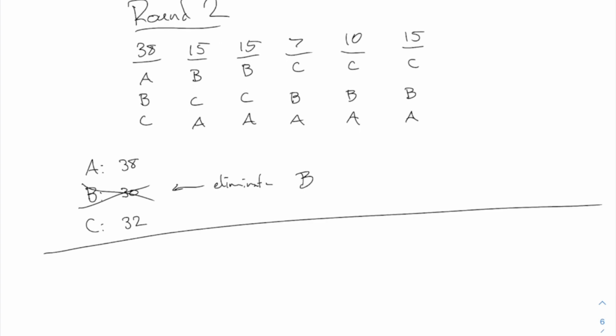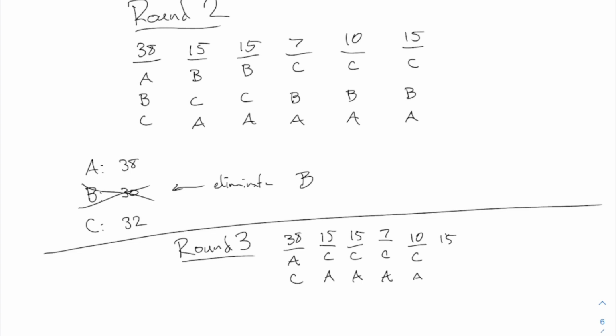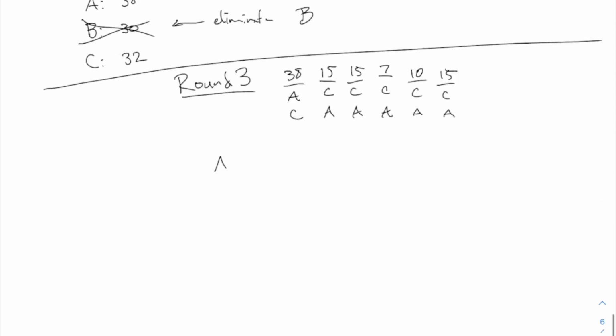I'm going to try and squeeze this in without scrolling. Round 3. This time I have 38 people said A, C. I'm redrawing this chart, but without any of the B's. All right. The next column, 15. It said BCA, so now it's just CA. The next column, 15. It said BCA. Now it's just CA. The next column is 7, CA. Then 10, CA. Then 15, CA. All right? And in the final round, we're going to find out who actually wins.